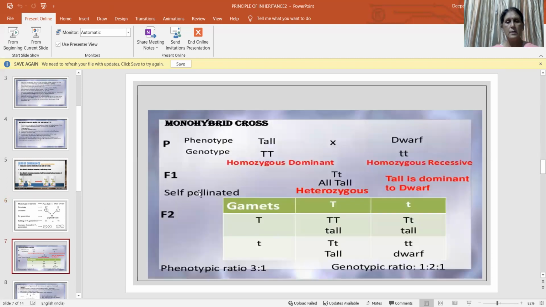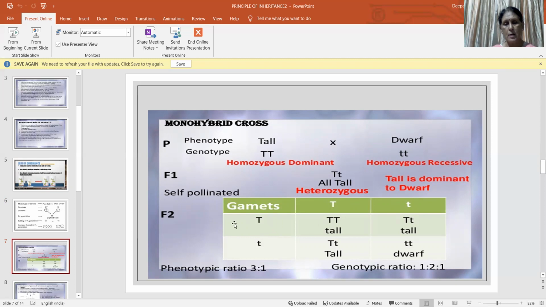Next, we discuss the monohybrid cross. This cross is applicable in both the law of dominance and the law of segregation. In the law of dominance, up to this point, we describe it as the law of dominance. But in the case of the law of segregation, when the F1 hybrid is self-pollinated, the gametes formed are capital T and small t, one capital T, one small t. Similarly, the female offspring also produces gametes, capital T and small t.